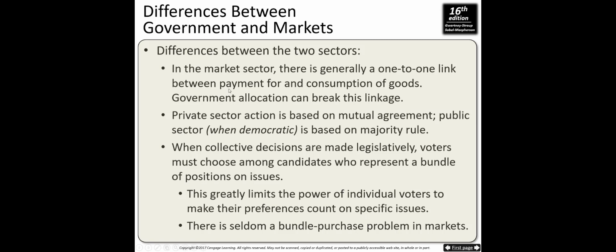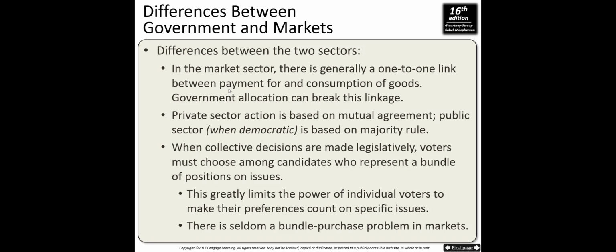Next, let's talk about the differences between government and markets. In the market sector, there is generally a one-to-one link between payment for and consumption of the goods. But government allocation can break this linkage. As you see in the transfer payments, the cost is distributed among taxpayers, while the benefit goes to a small group. So you're maybe not benefiting from unemployment insurance, but you pay for the cost.